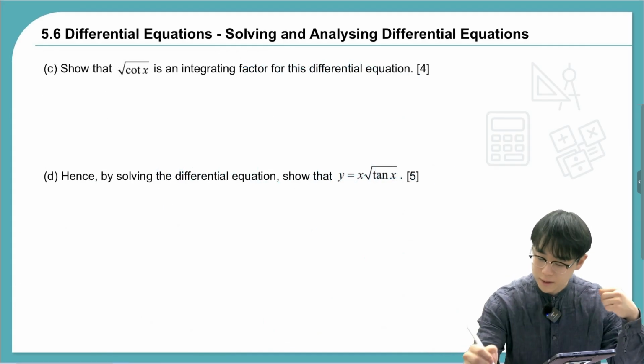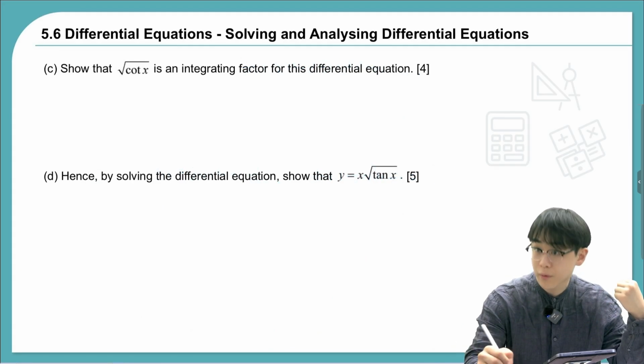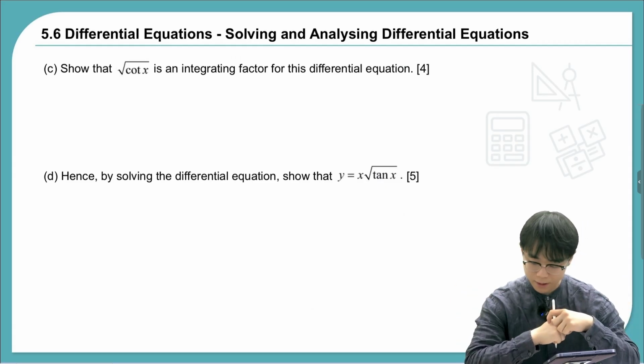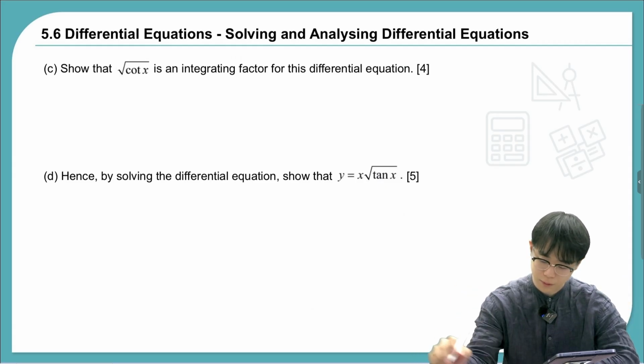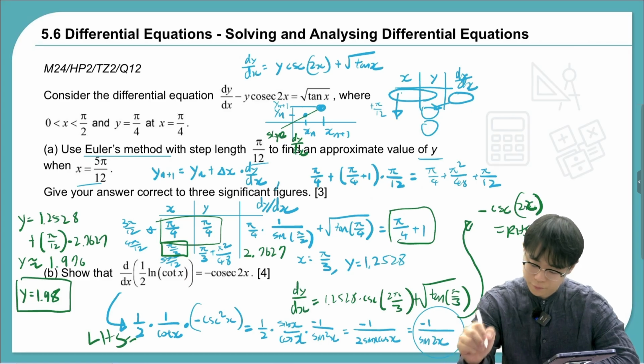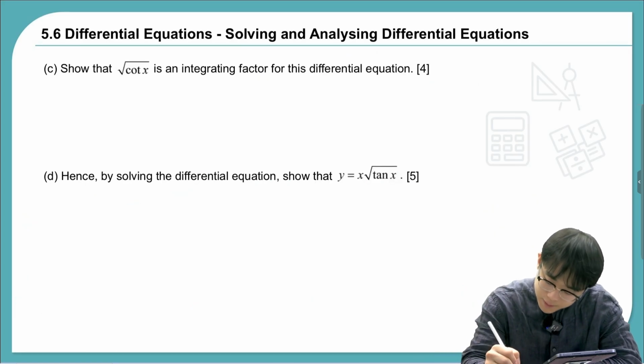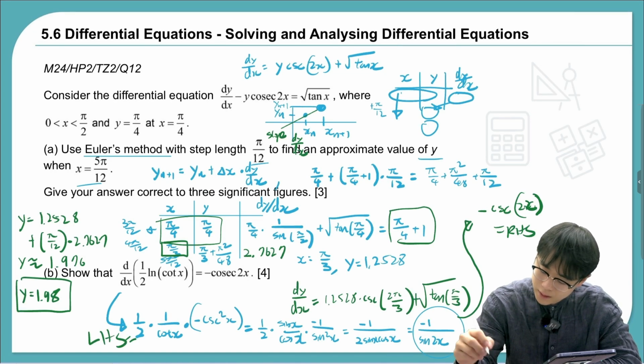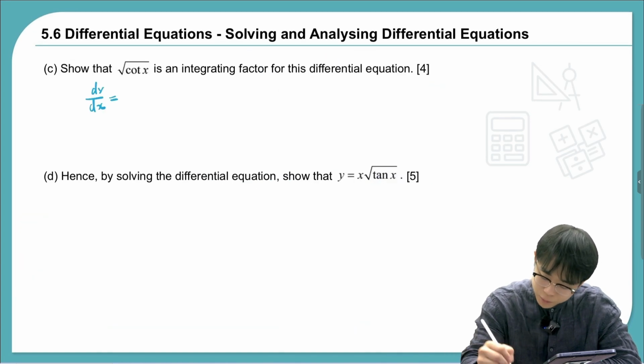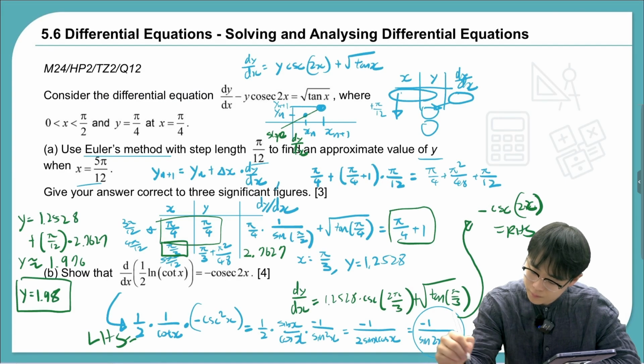Okay, now on to part C. We're trying to show that square root of cotangent x is the integrating factor for this differential equation. So let's rewrite the differential equation. It's dy over dx equals y times cosecant 2x plus square root of tangent x, right?